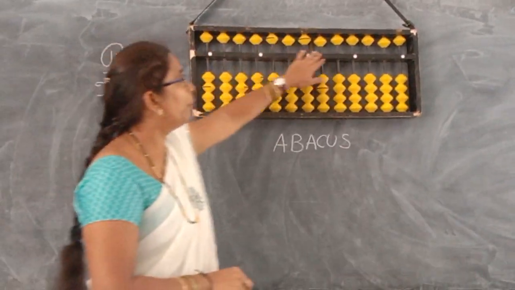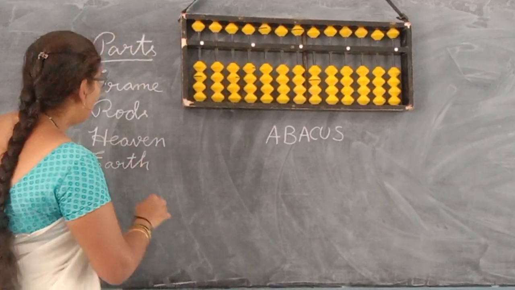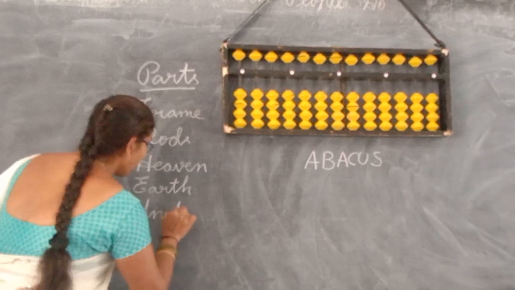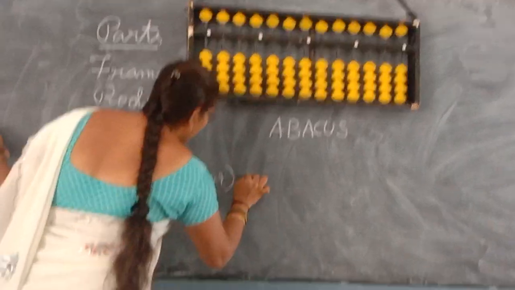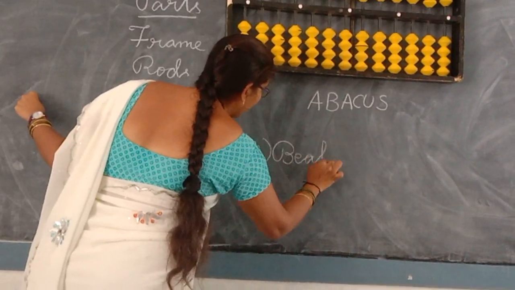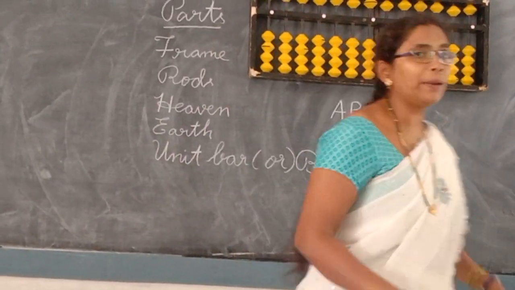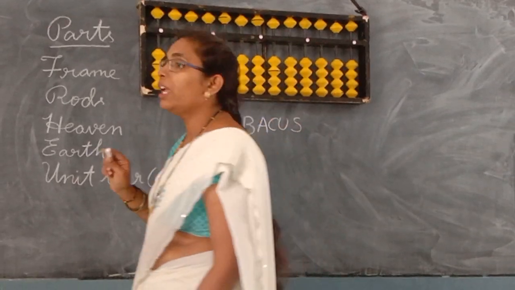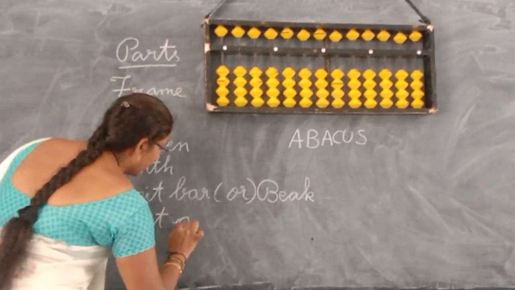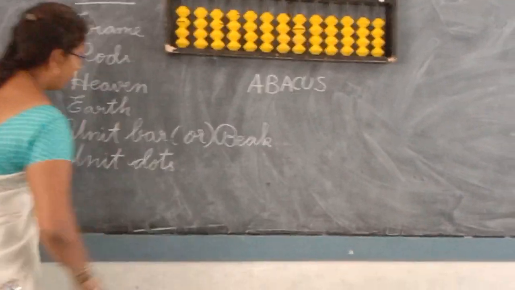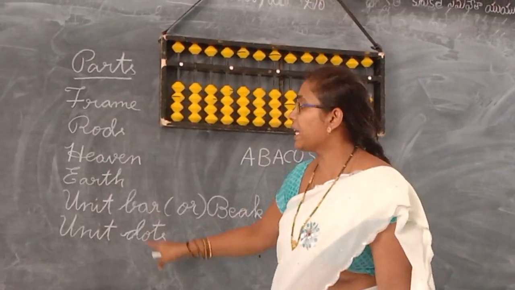Once you observe here, one middle ball is there. Now what is this? Unique bar. Unique dots. See how many parts are there? 6 parts. How many parts?